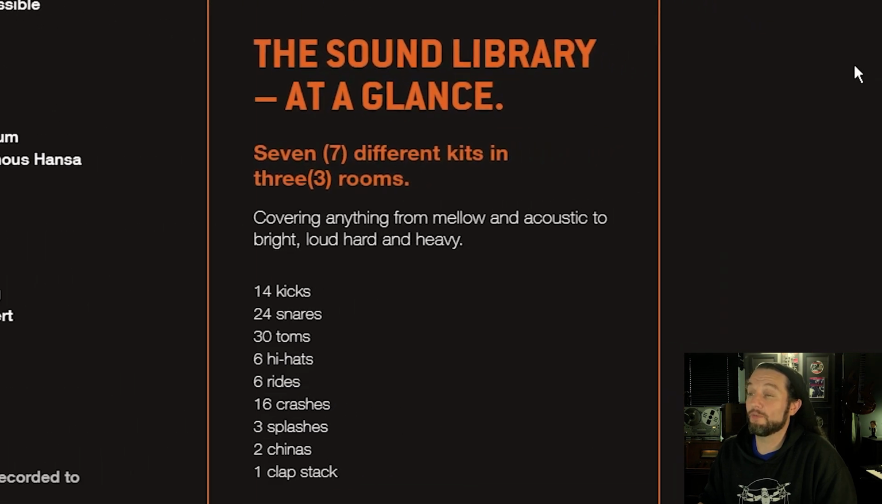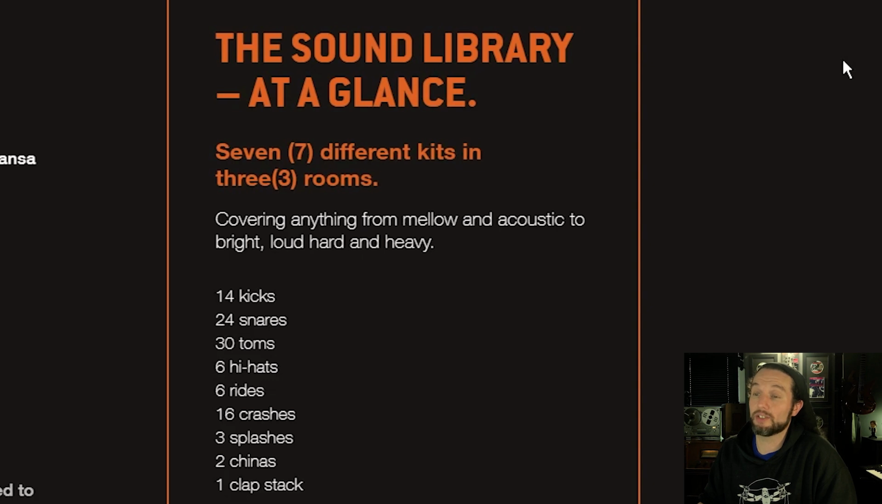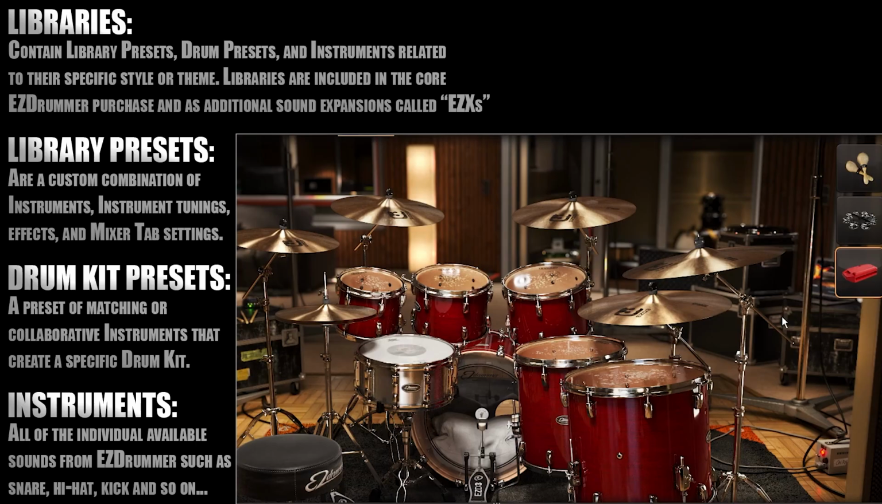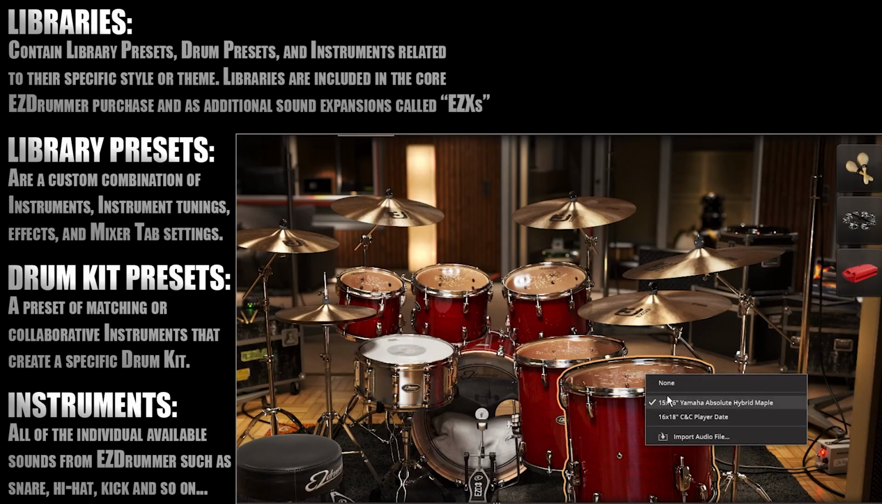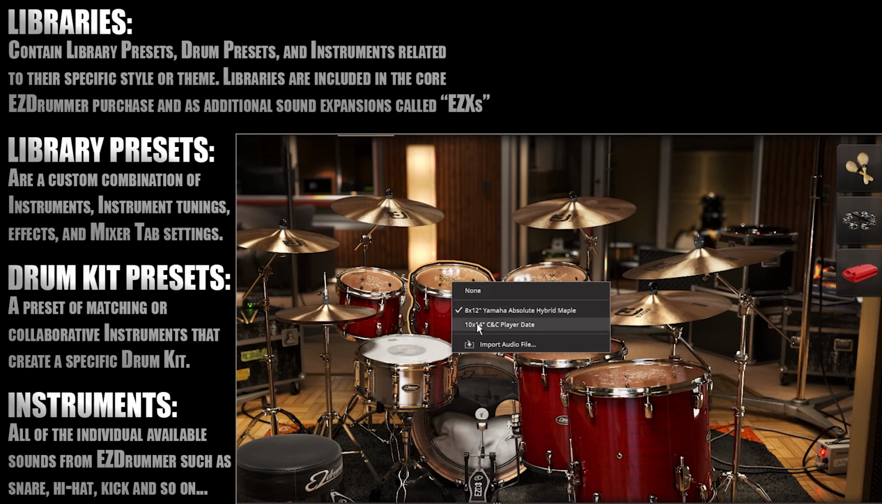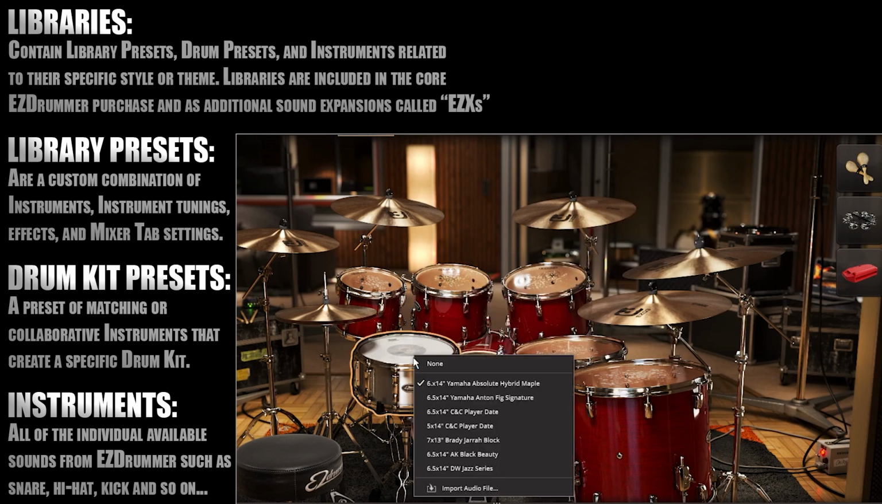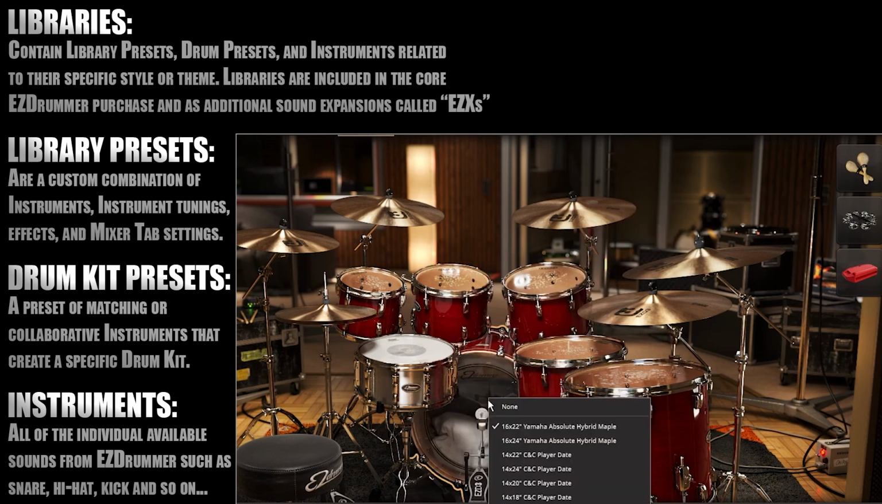Toontrack boasts it has 14 kicks, 24 snares, 30 toms, 6 hi-hats and rides, 16 crashes, 3 splashes, 2 chinas, and a bunch of alternate percussion. So let's get into it. You may have noticed that when I right-click on an instrument, it reveals a menu where you can select more instruments and swap your current one out.